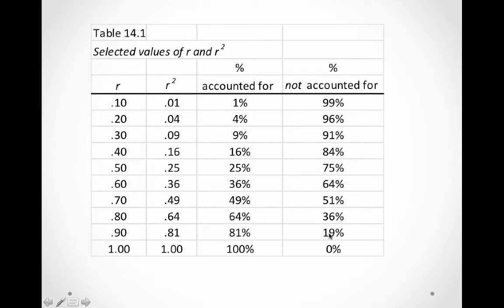For your exam, I want you to be able to do these types of calculations without this table. If I tell you the R is 0.2, I want you to be able to calculate the R squared as 0.04, which would tell you that 4% is accounted for and 96% is not. So I might ask you, if the R is 0.2, what percent of variance is not accounted for? Make sure you know how to do that. Those are the types of things I want you to understand about this chapter.